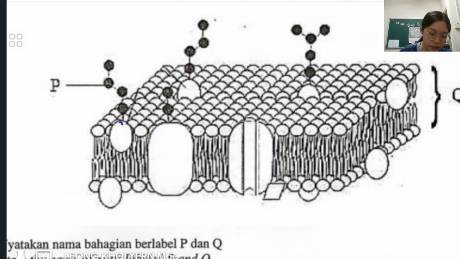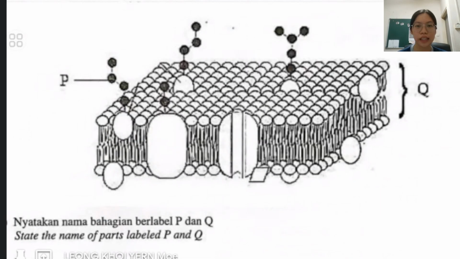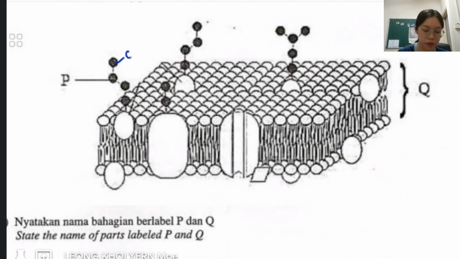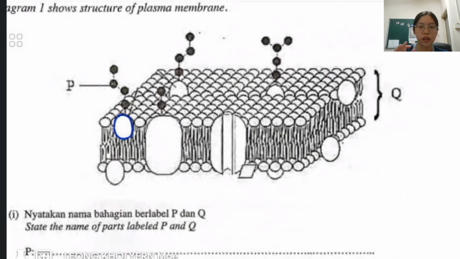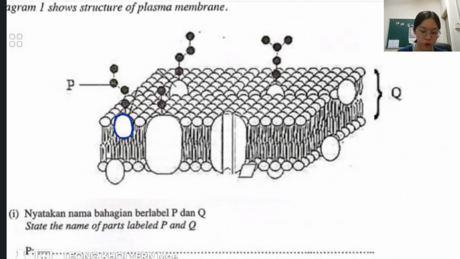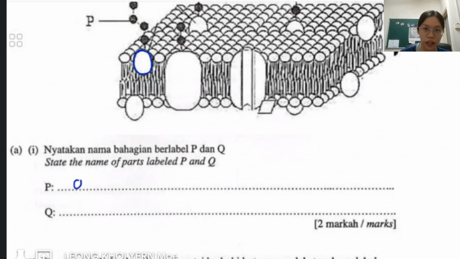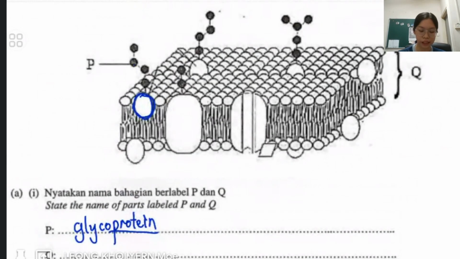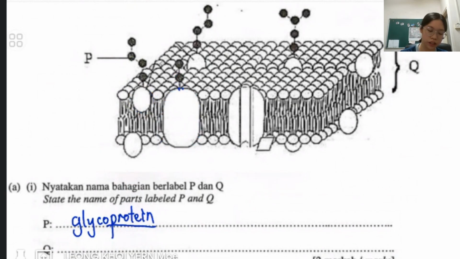Since this thingy is attached to the protein, it is a carbohydrate chain. It is attached to this protein, so it is called a glycoprotein. Glycoprotein, because it's attached to a protein. The same goes for this one. This is also a glycoprotein because it's attached to a protein.